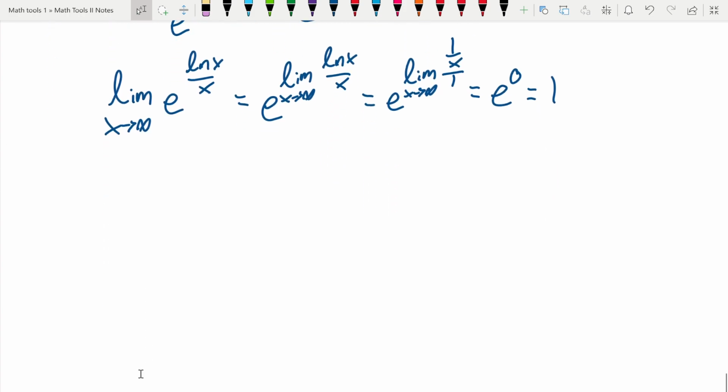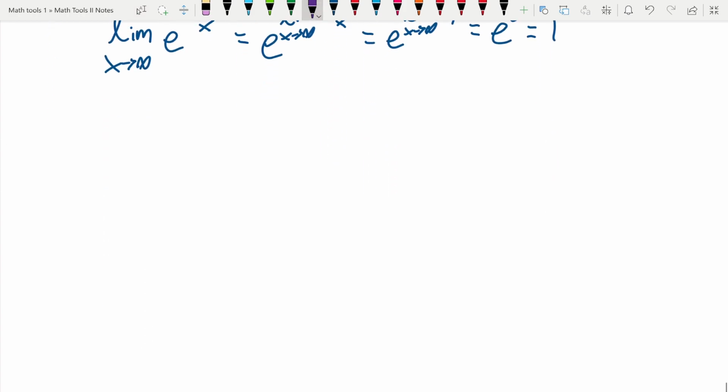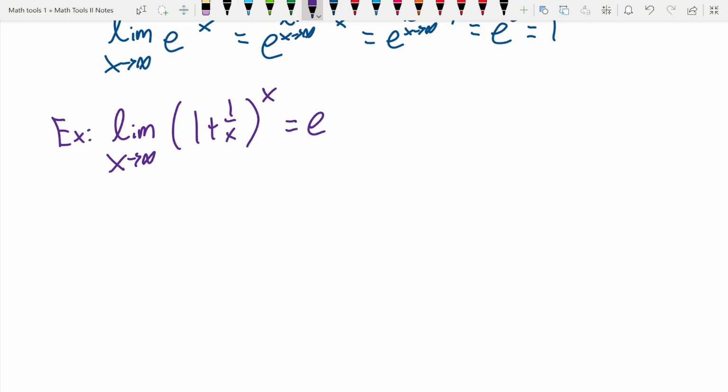Okay, so I'll do one more here. This is kind of a special one where you can show, so we want to show that the limit as x goes to infinity of (1 + 1/x)^x is equal to e.